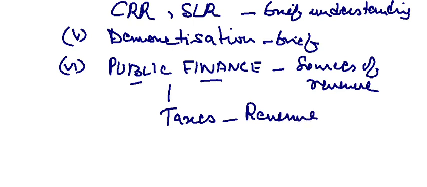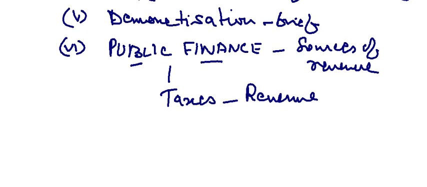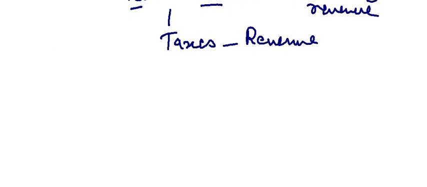And then taxes can be of different types. You are going to study direct tax, you are going to study GST, and also indirect tax, of course, and you're going to study non-tax revenue. So what are the sources of revenue for a government? Taxes, of course, are the major one, and then there are revenue sources which are not tax, which are non-tax revenue.